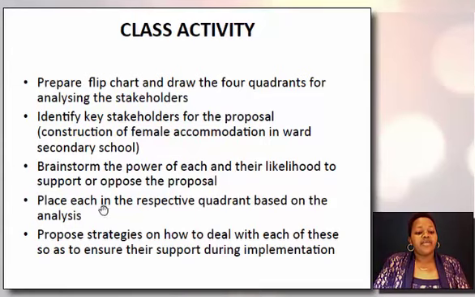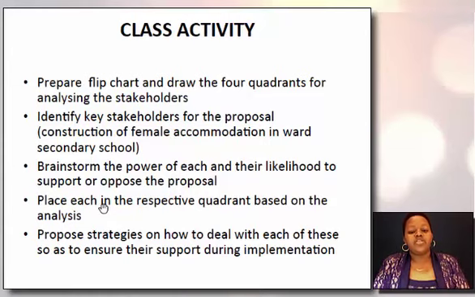In the end, the students, together with the facilitator, will discuss and propose strategies on how to deal with each of these stakeholders to ensure that they become strong supporters, or that we get their support during the implementation. So this is the class activity which will be done in our session. Thank you very much.